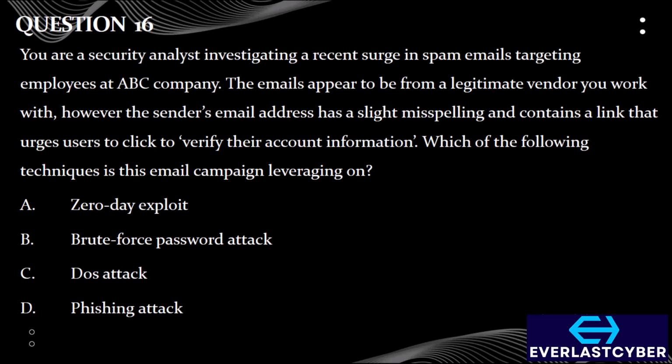So in this case, the answer is a phishing attack. Phishing attack involves sending deceptive emails that appear to come from a legitimate source. However, the slight misspelling in the sender's email, like in this scenario, is a common tactic that is used to deceive the recipient into believing that the email is legitimate. Additionally, the email includes a link that urges users to click to verify their information. This is a classic phishing tactic to trick users into divulging their credentials or sensitive information.